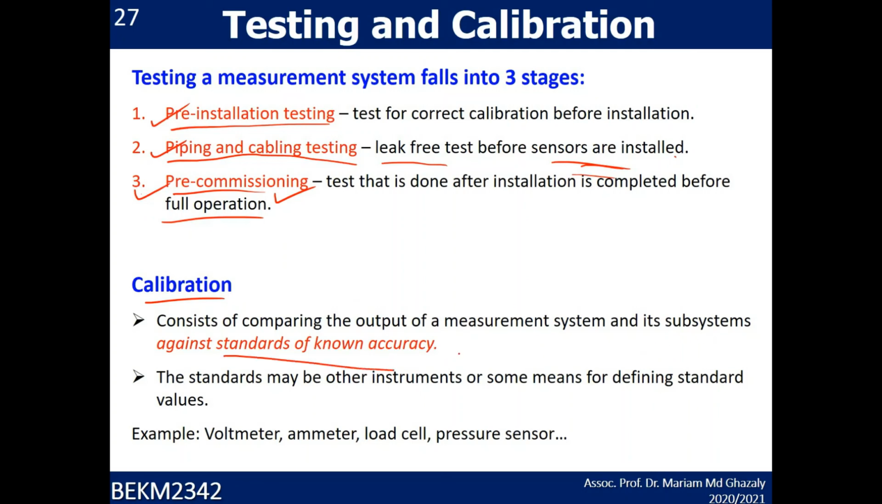Calibration consists of comparing the output of a measurement system and its subsystems against a standard of known accuracy. That means you know the accuracy of the sensor from the data sheet. You check it in a period of six months or one year, to see that the output is the same as the data sheet. If it's not the same, you calibrate it, either sending it out for calibration or calibrating on your own. Examples of equipment that need calibration are the voltmeter, ammeter, load cell, and pressure sensor. All of these need calibration from time to time.